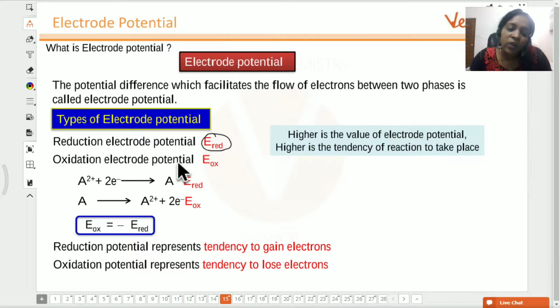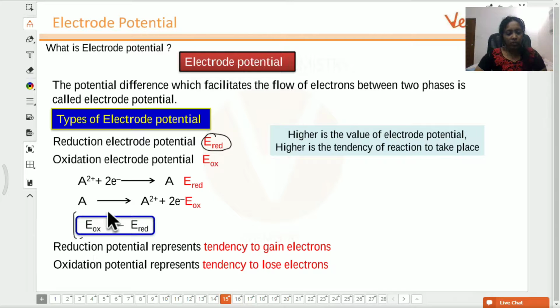Now, depending on the form we are talking about, are we talking about a tendency to undergo reduction, or a tendency to undergo oxidation? It can have different subscripts. If it's reduction, we say E red. If it is oxidation, we say E ox. If I take a reaction like A2+ adding electrons, what kind of reaction is it? Definitely reduction, because there's a gain. So the potential to do with that is E red. And if I have A undergoing oxidation, losing electrons, then I would say E ox.